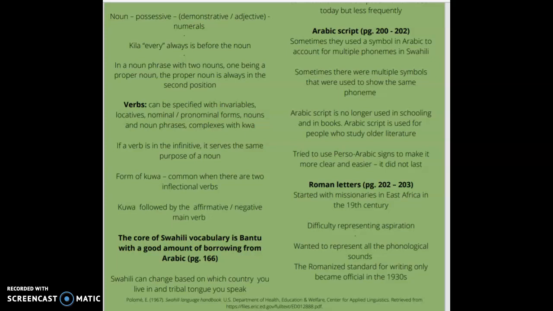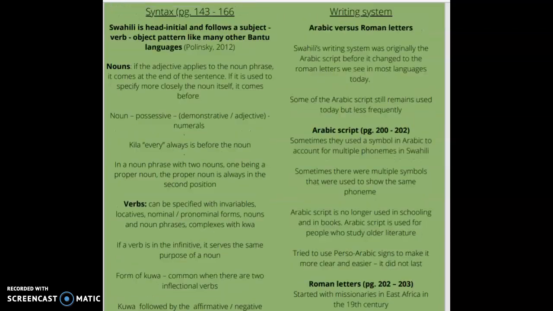The normal pattern can be either a form of kua followed by either the affirmative or negative version of the main verb, or you can use kua to show the main verb in relation to a time period. So, the core of Swahili vocabulary is Bantu with a good amount of borrowing from Arabic. And Swahili can change, actually, based on the country that you live in and the tribal tongue you speak. So, it's very influenced by a lot of factors.